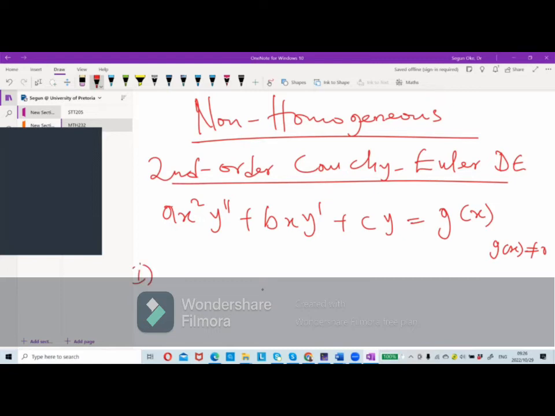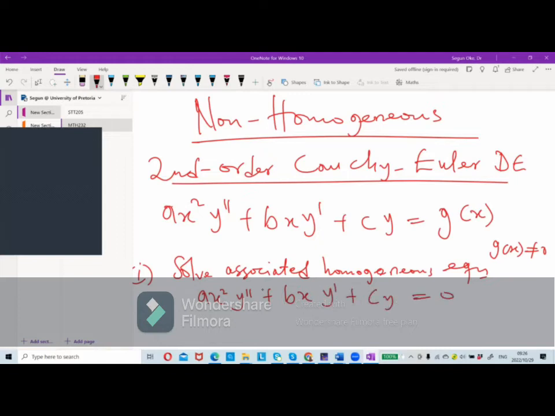Now, how do I solve it? Roman figure 1. Solve associated homogeneous equation. That is a y prime prime plus b y prime plus cy equals to 0. So you first of all make it homogeneous to solve. Don't forget.